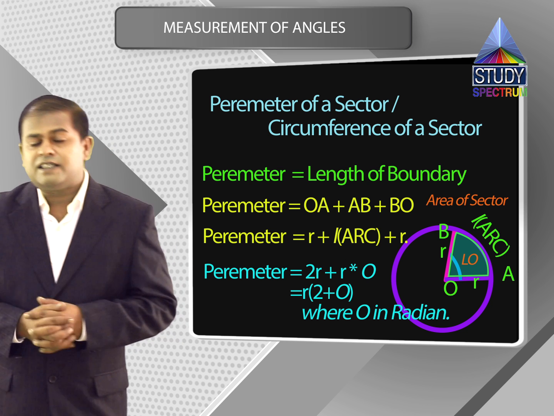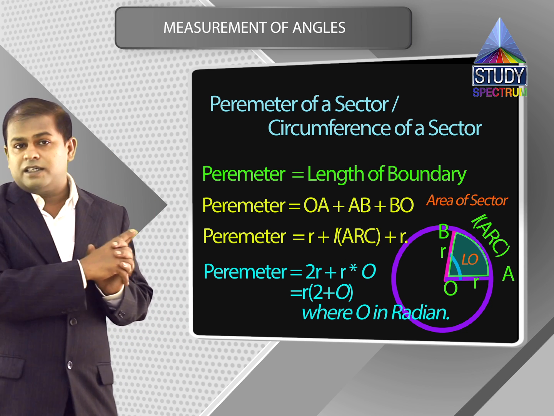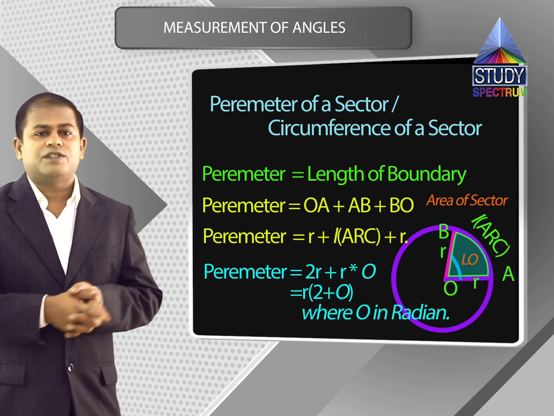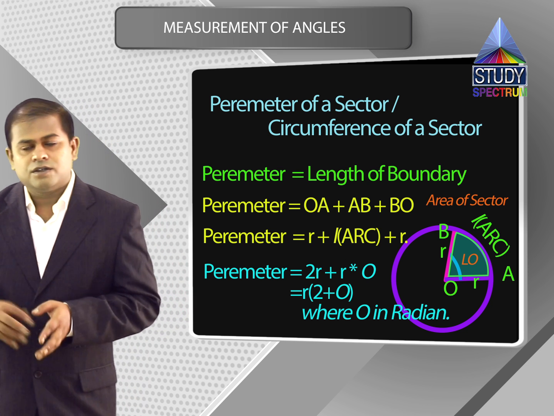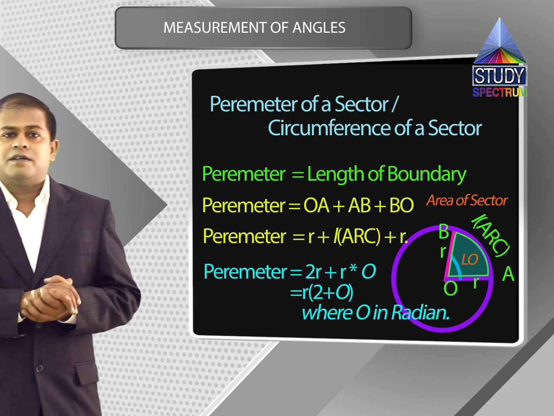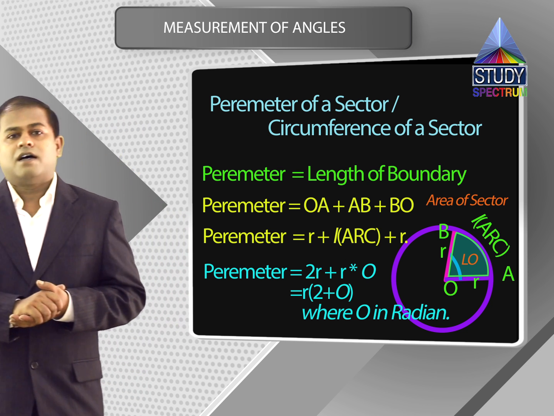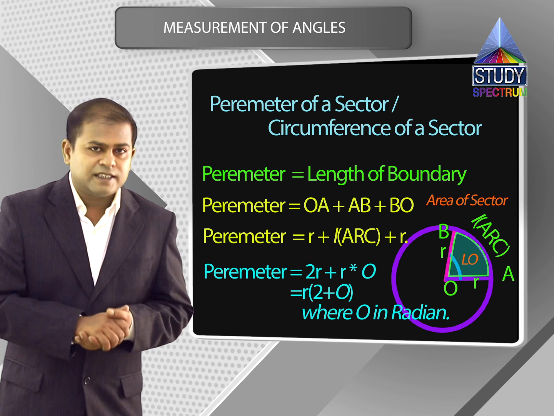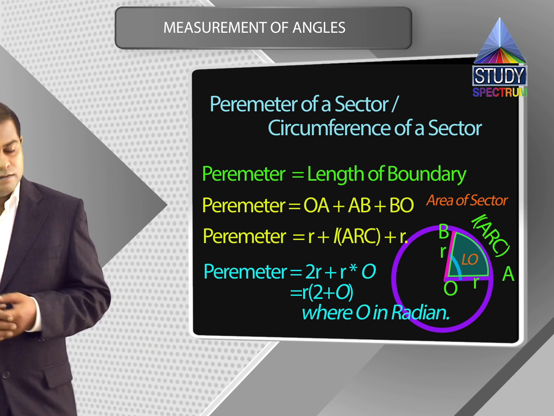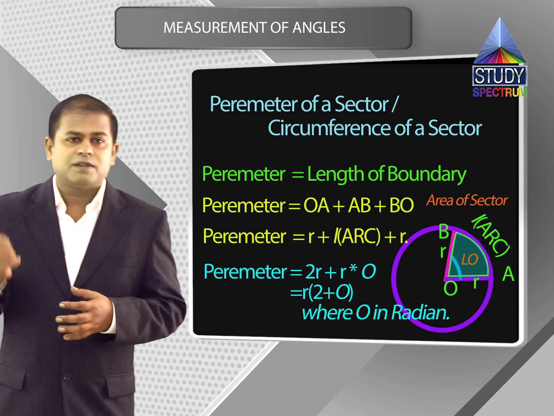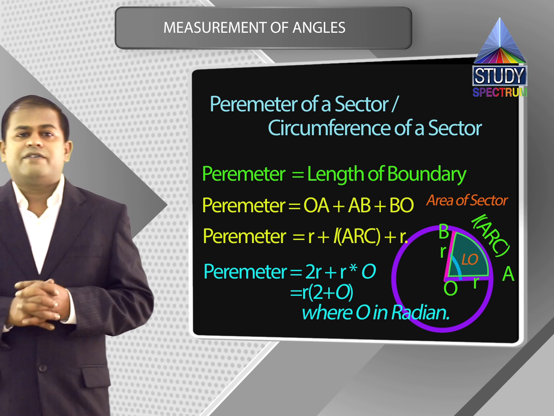Remember once again, here theta is measured in radians. It's not the degree measure of the angle, it's the radian measure of the angle, right? So we'll move with this formula. The perimeter of the sector is r into 2 plus theta. Now let's solve one or two numericals again to understand it in a better way.